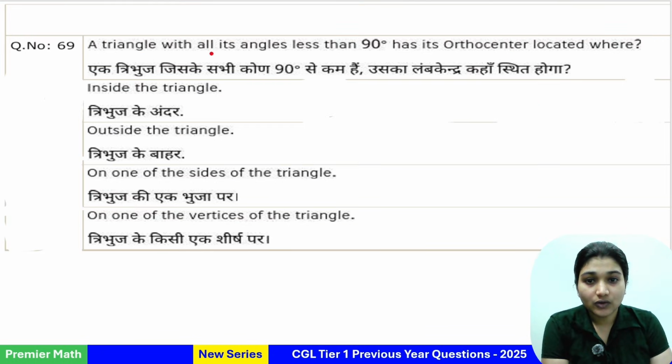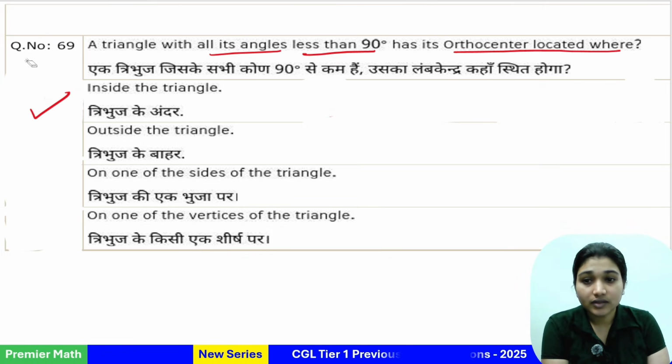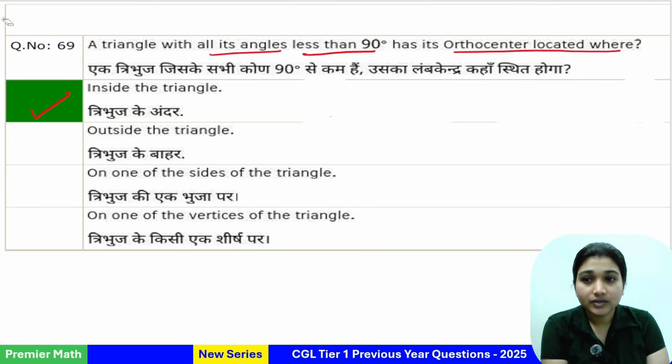A triangle with all its angles less than 90 degrees has its orthocenter located where? Inside the triangle. That is here.